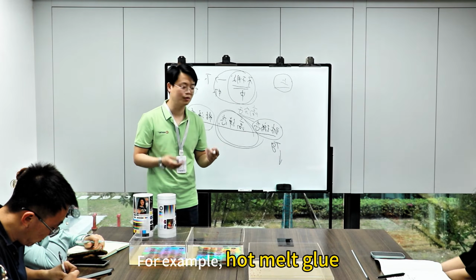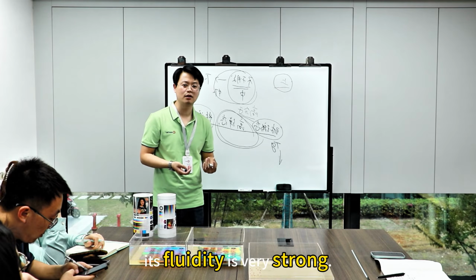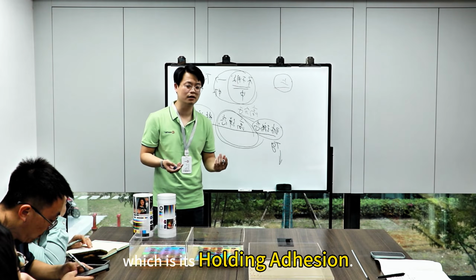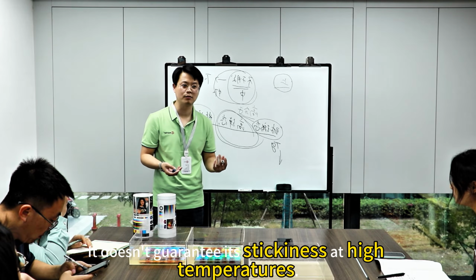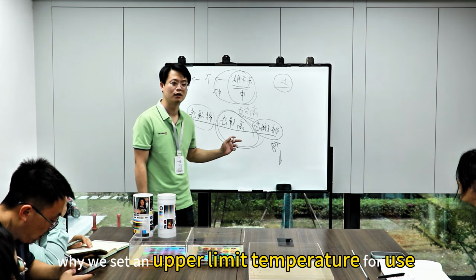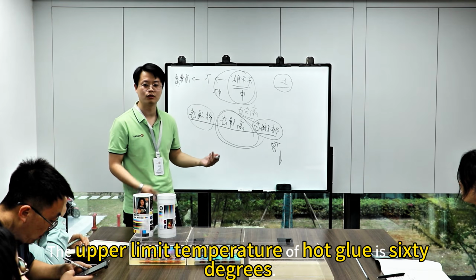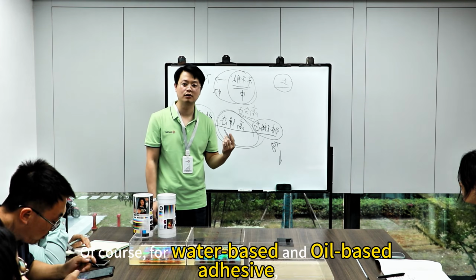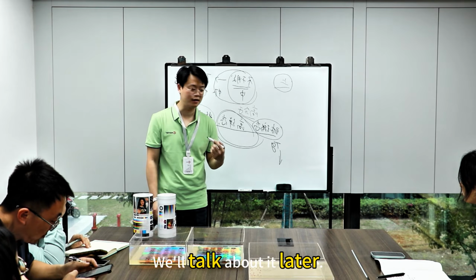For example, hot melt glue. When hot melt coating, as it is heated, its fluidity is very strong. Its holding power, which is its holding adhesion, will decrease. It will be easy to fall off when you label. It doesn't guarantee its stickiness at high temperatures. This is why in our TDS we set an upper limit temperature for use. The upper limit temperature of hot melt glue is 60 degrees, 80 degrees. Of course, for water-based and oil-based adhesive, the use temperature is relatively high. But why? We'll talk about it later.